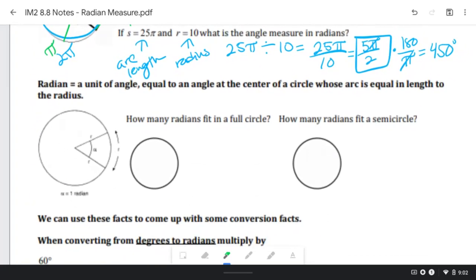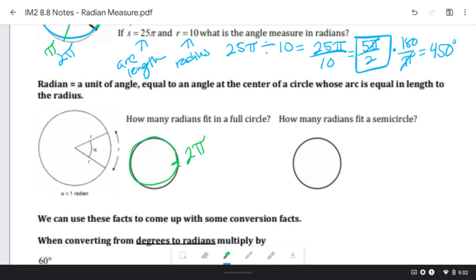All right, this next section is explaining a bit more what a radian is. So a radian is a unit of an angle. It's equal to an angle at the center of a circle whose arc is equal in length to the radius. How many radians fit in a full circle? How many radians fit in a semicircle? And I already went over this, but this way you have it written down somewhere. So a full circle is 2 pi.